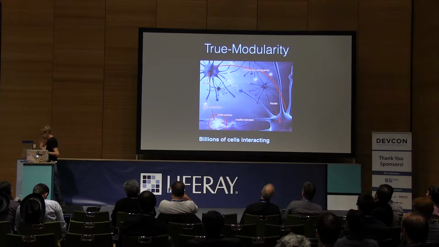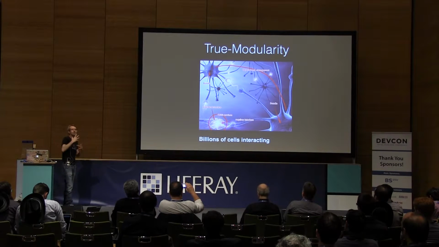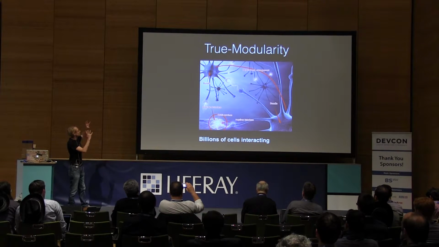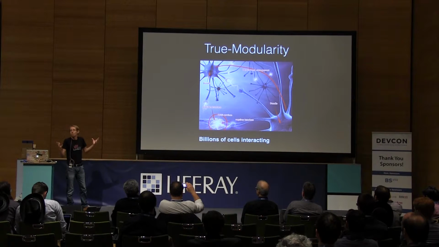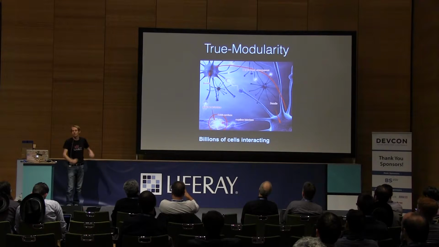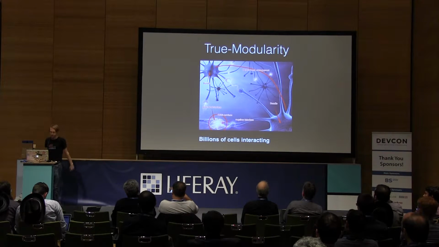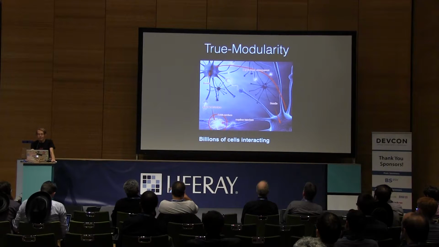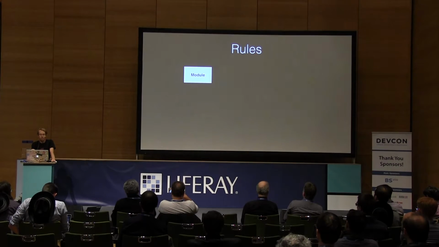Modularity, you can think about it like the neurons in your brain, billions of cells interacting with each other. The neurons are so-called modules or bundles, and they have relationships to each other, and they can interchange information. So let's start with our simple rules.